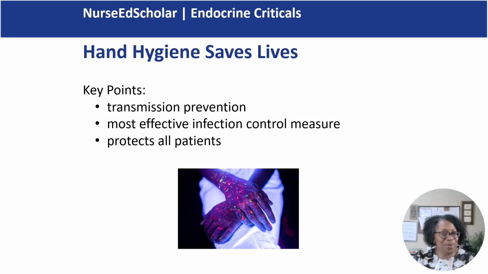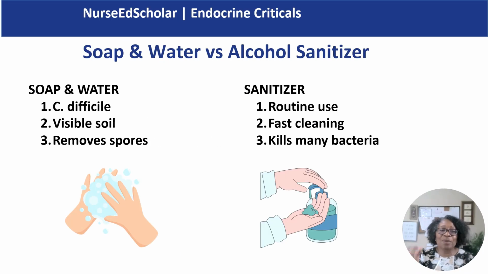And so, how do we do this? What are we doing when we're talking about hand hygiene? We are talking about soap and water or alcohol sanitizer. Okay, this is highly tested. I guess a lot of things are highly tested, but this is highly tested because you need to know which can kill certain microorganisms. All right.